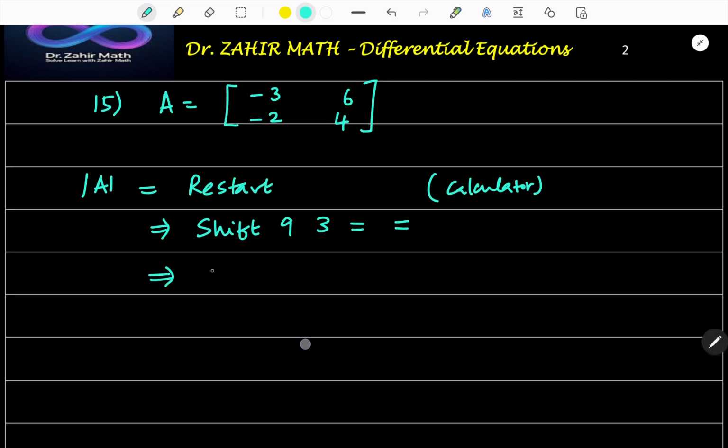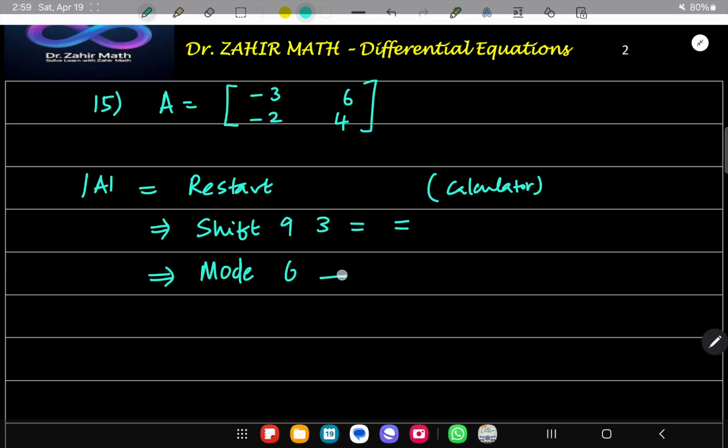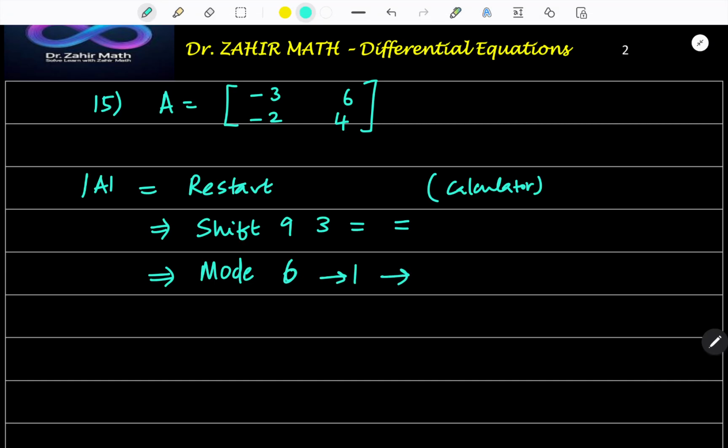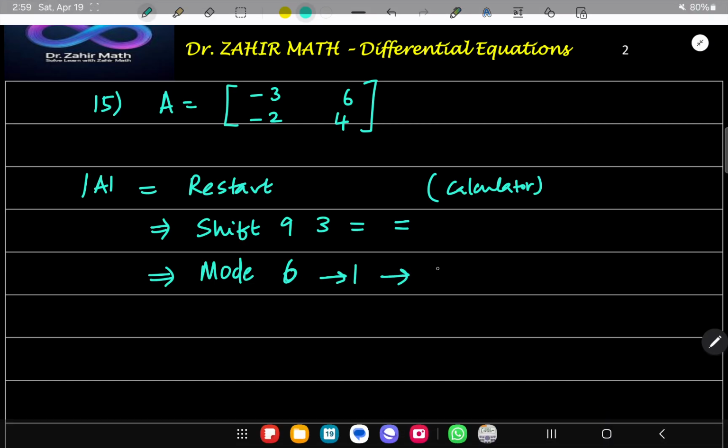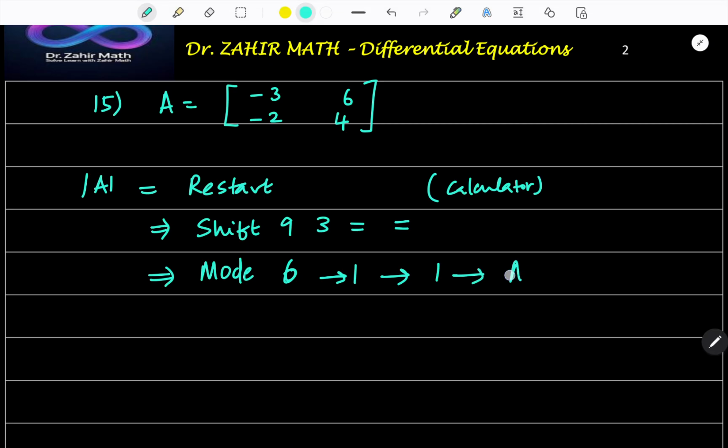Keep in your mind. Okay, step number 1 is mode 6. After that 1. Then press AC. Next step is mode, sorry, mode 6, and then we are going to press 1, and then press number 5.